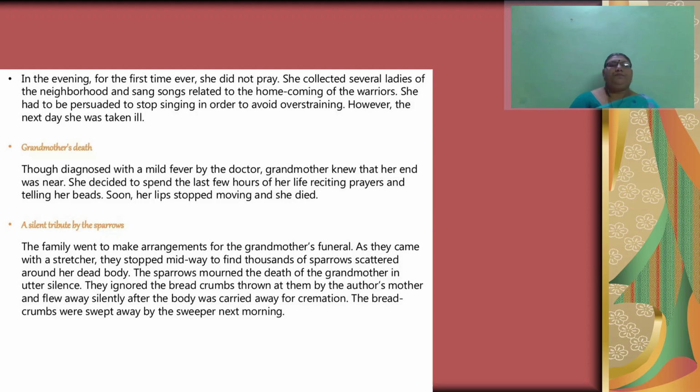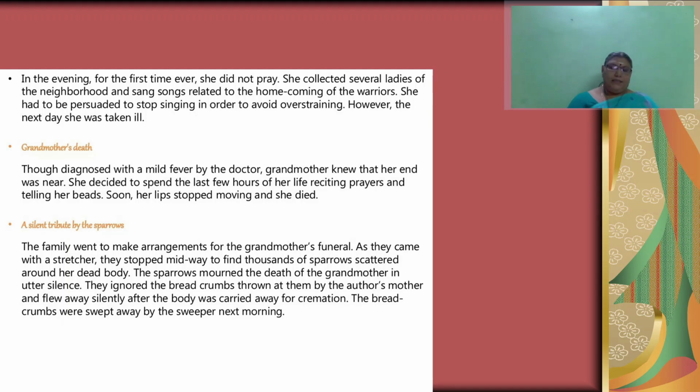A silent tribute by the sparrows: the family went to make arrangements for the grandma's funeral. As they came with the stretcher, they stopped midway to find thousands of sparrows scattered around her dead body. The sparrows mourned the death of the grandma in utter silence. They ignored the breadcrumbs thrown at them by the author's mother and flew away silently after the body was carried away for cremation. The breadcrumbs were swept away by the sweeper next morning.